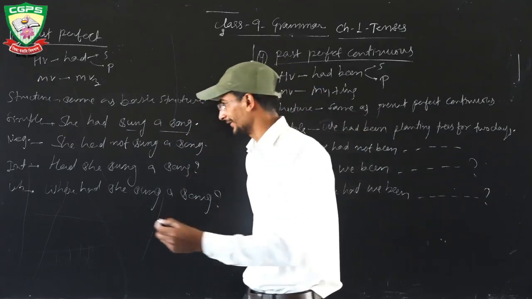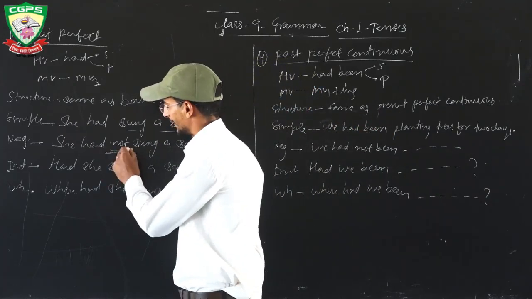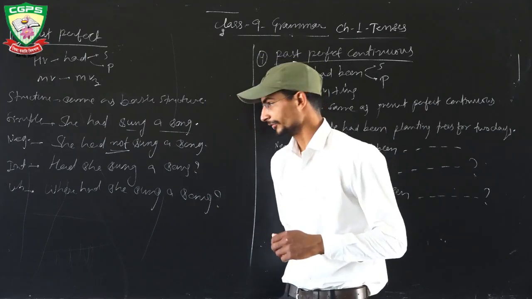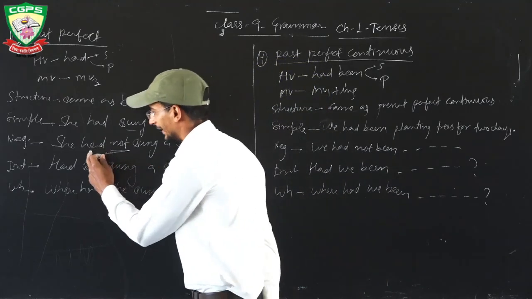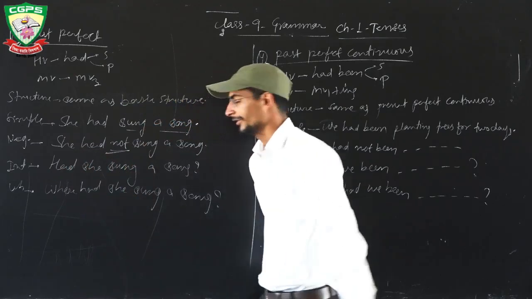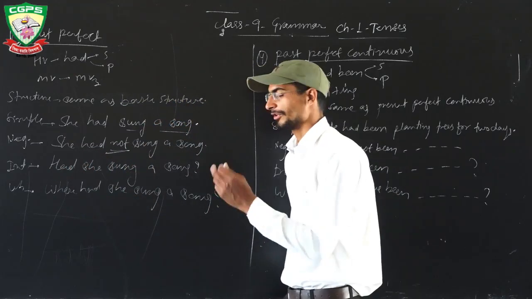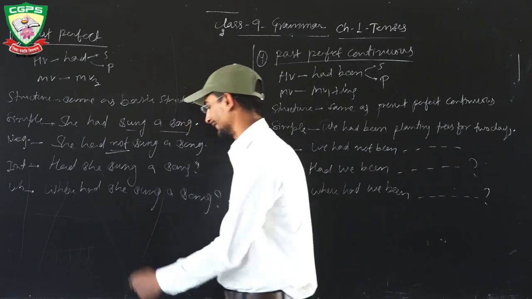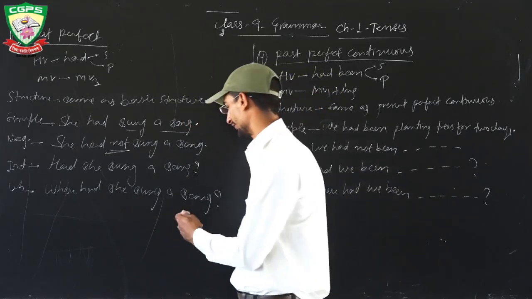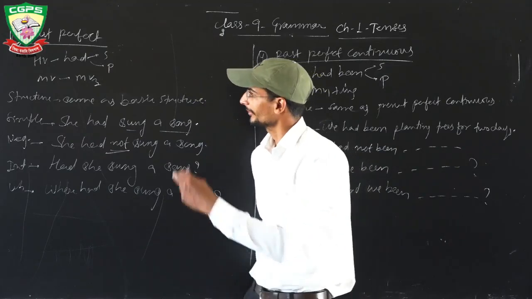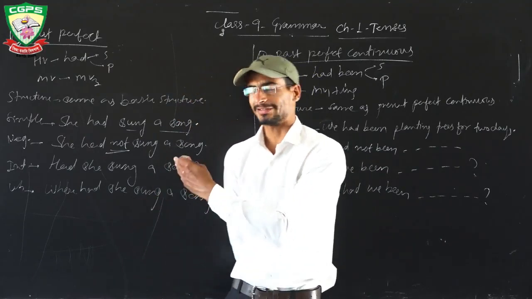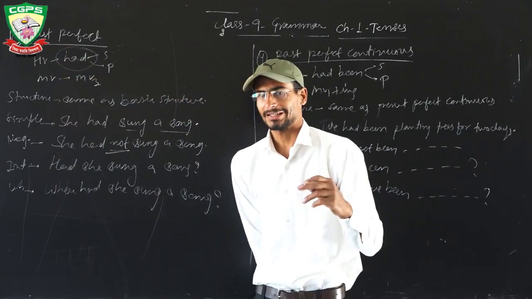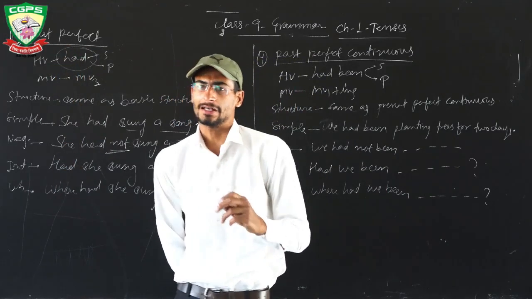Next negative sentence: write not after the helping verb. She had not sung a song, that is negative. Interrogative: write had at the starting, had she sung a song, that is interrogative. Double word type, just add double word at the starting. Where had she sung a song, that is double word type sentence. So this is all about the past perfect tense, similar to present perfect, just change of helping verb to had. In present perfect tense the helping verb was has and have.